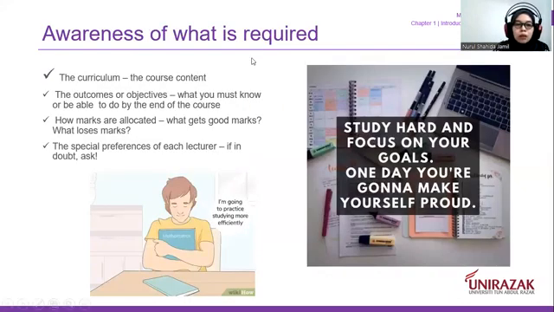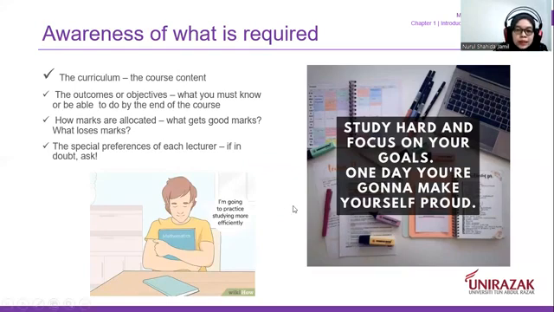Okay, awareness of what is required. The curriculum is very important. The course content, the outcomes or objectives, what you must know or be able to do by the end of the course. How marks are allocated, what gets good marks, what loses marks, the special preference of each lecturer. If in doubt, ask.